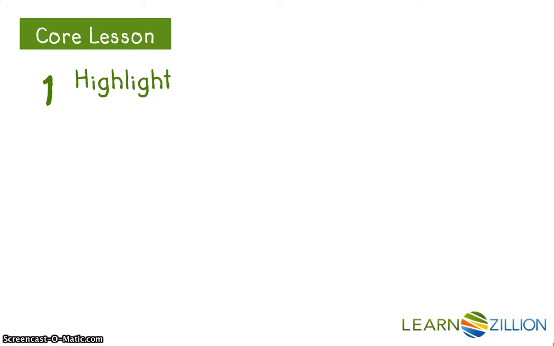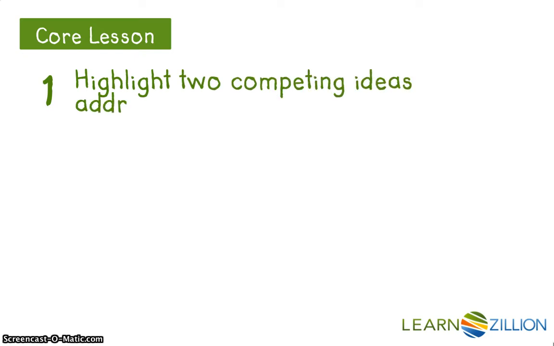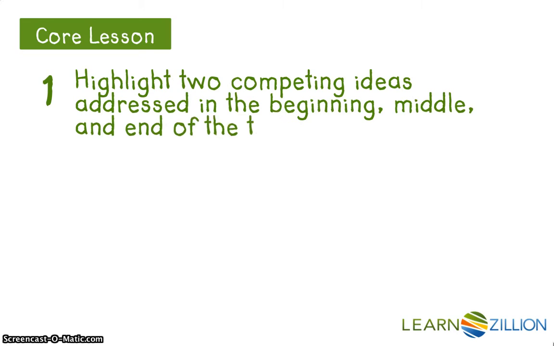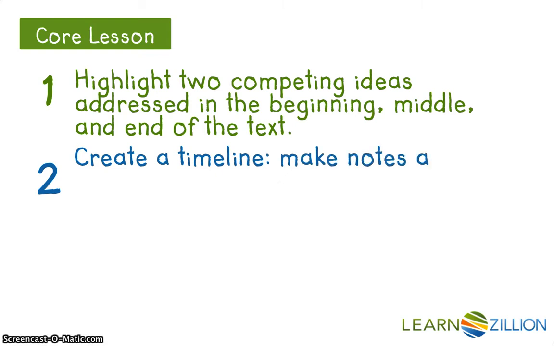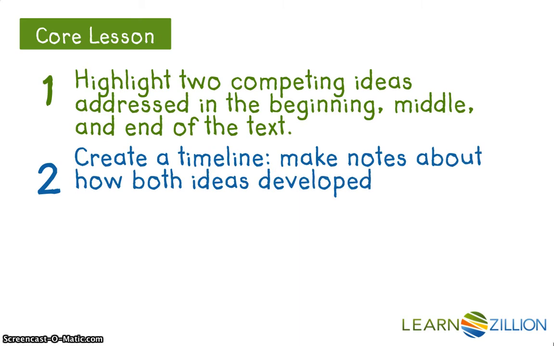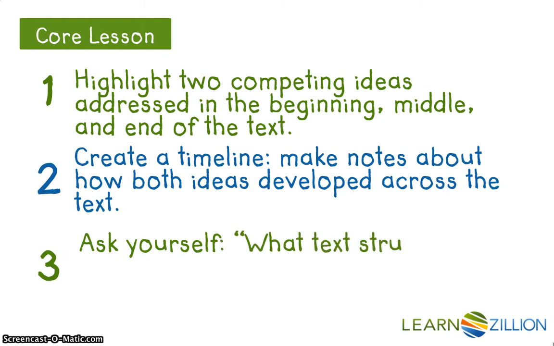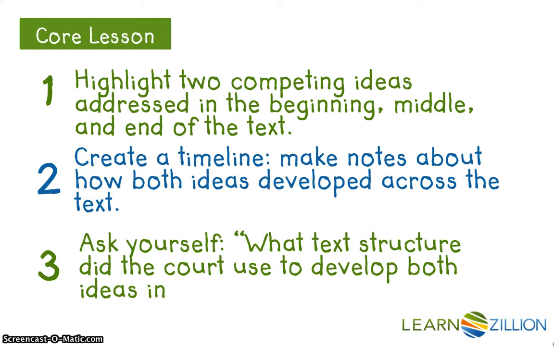First, we're going to highlight two competing ideas addressed in the text: the beginning, middle, and end. Second, we're going to create a timeline by making notes about how both ideas developed across the text. Third, we're going to ask ourselves, what text structure did the court use to develop both ideas into a single argument?